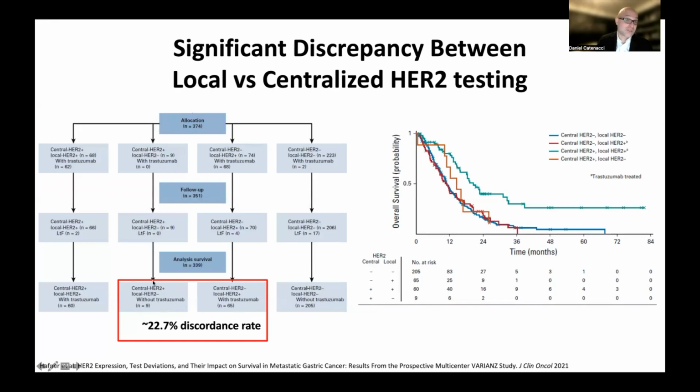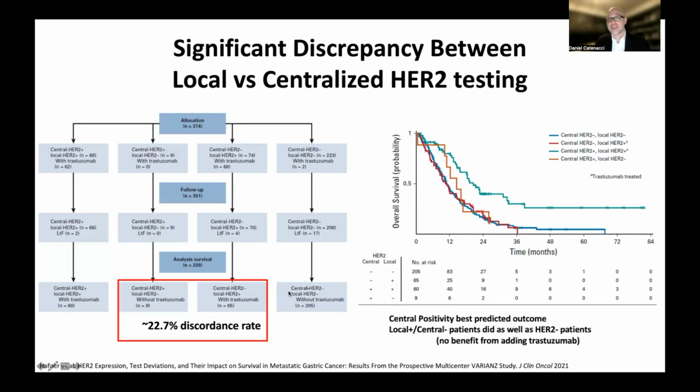And so these patients were treated per what the local pathologist had indicated, because this was an observational study. It wasn't to intervene and change the therapy. And so these patients did not get trastuzumab where otherwise they would have. And so the important thing to learn here is that the central read was what best predicted outcome.